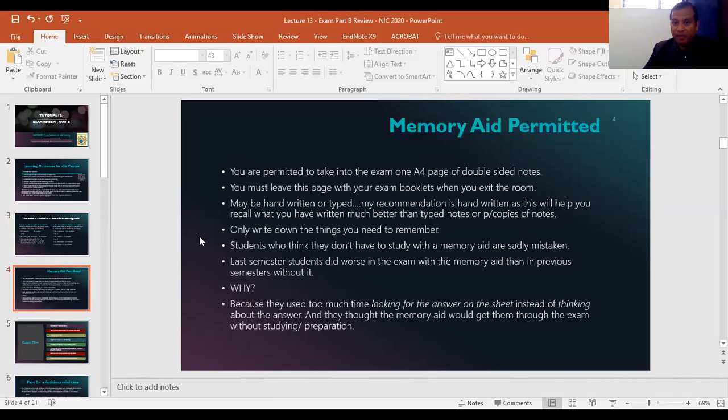We had a discussion on the importance of the memory aid, which is permitted: back-to-back A4 pages of double-sided notes. It's suggested to use handwritten notes instead of a typed printout.